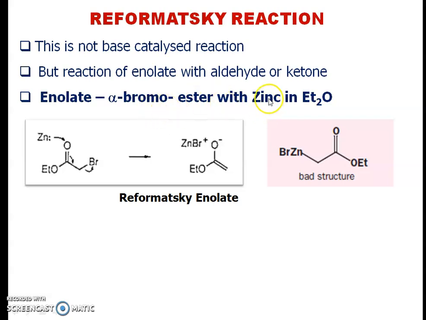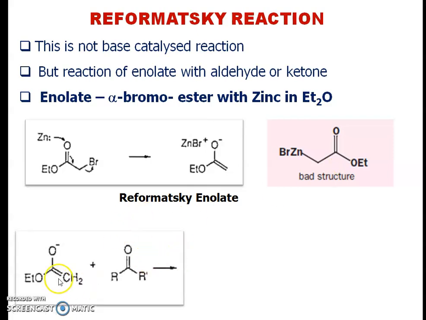Alpha bromoester reacts with zinc metal in diethyl ether. It forms an enolate like this, called the Reformatsky reagent, the Reformatsky enolate. Actually, the real structure of the enolate is like this; this is not a good structure. And this enolate will be added to the carbonyl.